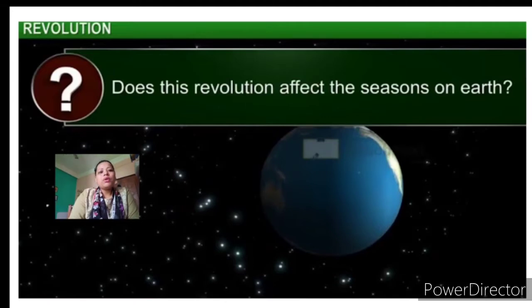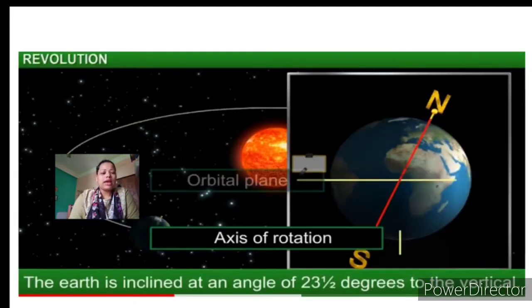Okay, now does this revolution affect the seasons on earth? Of course, revolution will affect the seasons on earth. You can see the angle of rotation. It's making an angle of 23.5 degrees to the vertical plane. Okay, so there are orbital planes, and because of the rotation and revolution there are some changes of degrees.